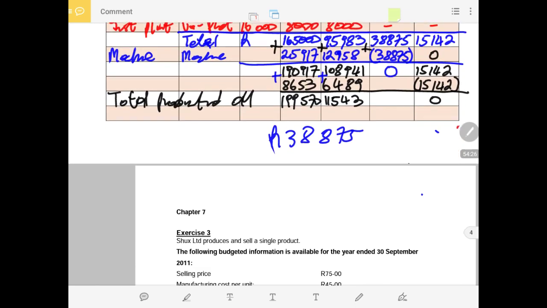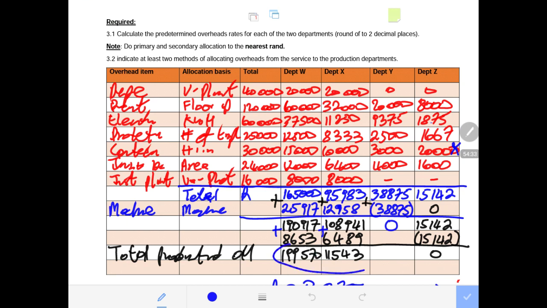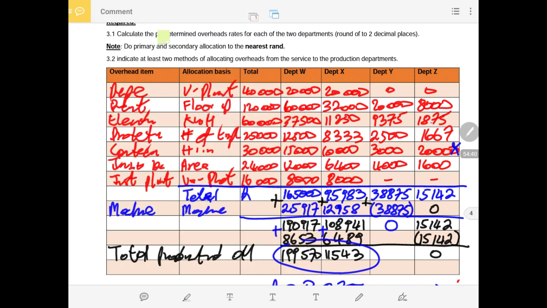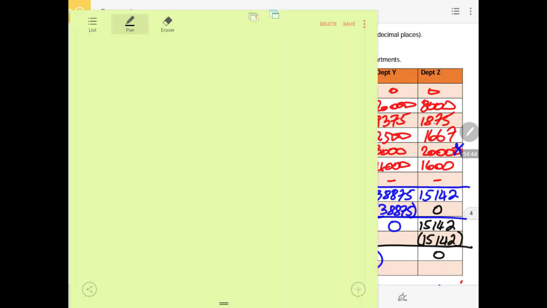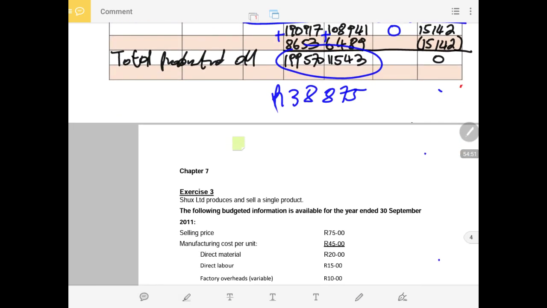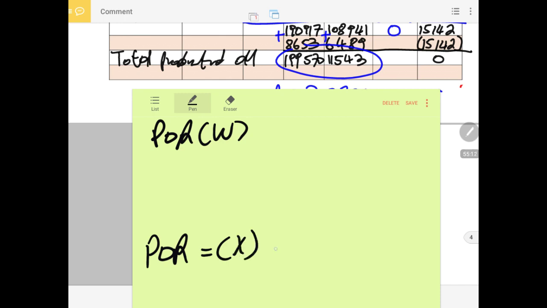Now that means when we're calculating our POR, which is the predetermined overhead rate, there is the figure that we have at the bottom there. Let me just use this worksheet so that we can see everything on the same page. Just divide there. Now we are calculating the POR, the predetermined overhead rate, for Department W and for Department X.